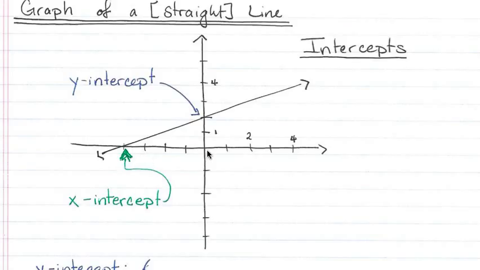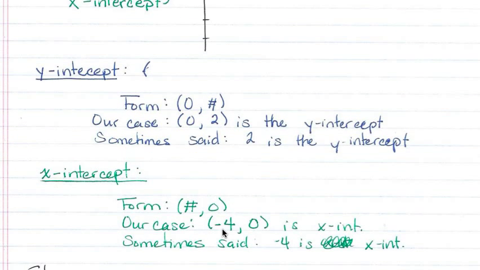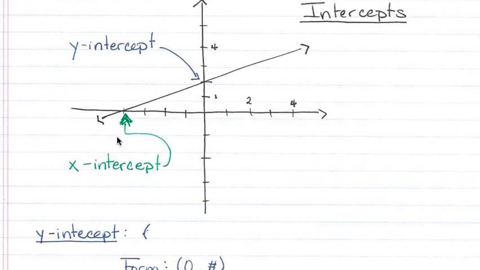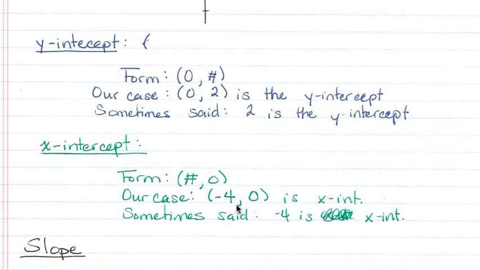In this case, you can see that the x-intercept is at 1, 2, 3, -4 here. So therefore, in our case, the x-intercept is (-4, 0). Remember, the 0 comes from the fact that it doesn't go up or down. And it will never go up or down when we're talking about the x-intercept. So anytime you see some number, 0, we're talking about the x-intercept.